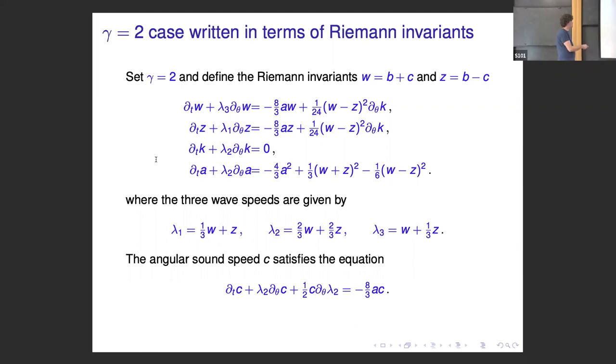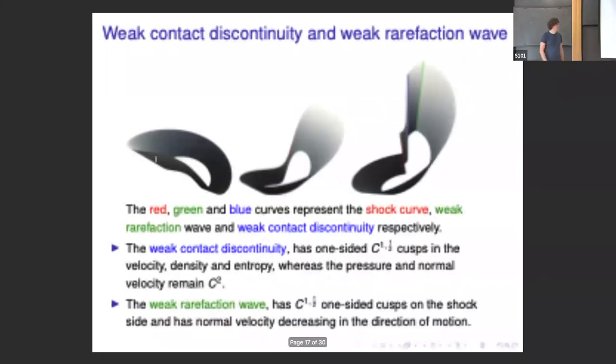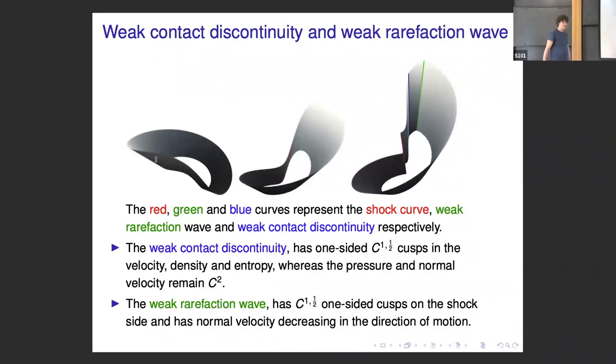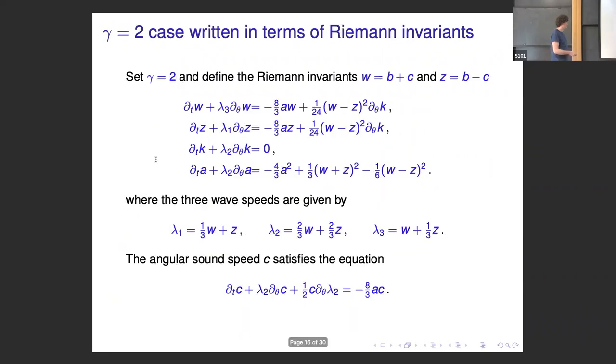It's also useful to keep the equation for the angular sound speed, so I give it down here. The sound speed will be in terms of what we call the two characteristic. One Riemann invariant, which will be the slow Riemann invariant, will be in terms of the one characteristic, and the dominant Riemann invariant will be this number three. That's just how we choose the initial data. So lambda two is lambda one plus lambda three.